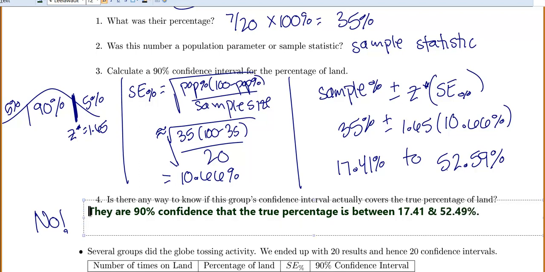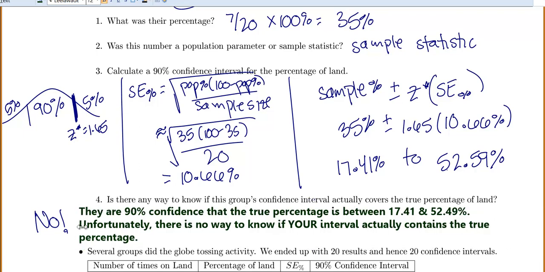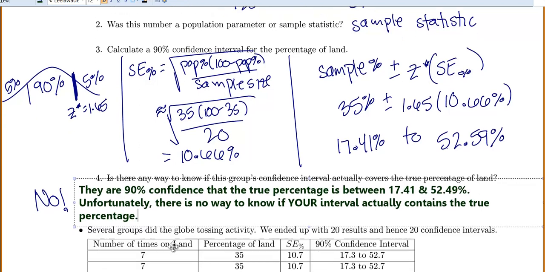Okay. But, unfortunately, there is no way to know if your interval actually contains the true percentage. So I do say unfortunately, it is very unfortunate. It's kind of a pain, and one thing that sometimes people don't like about statistics. And here's the reason why.